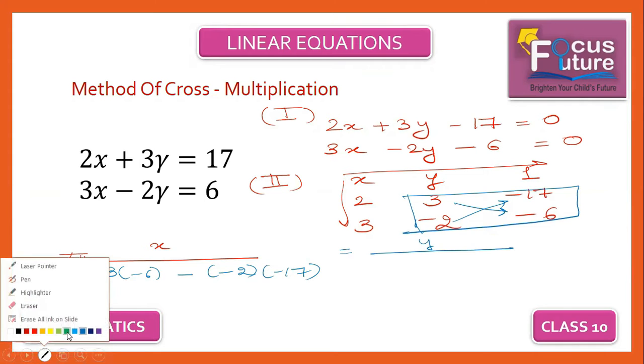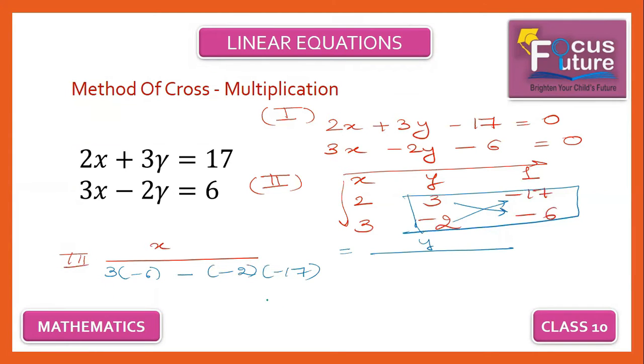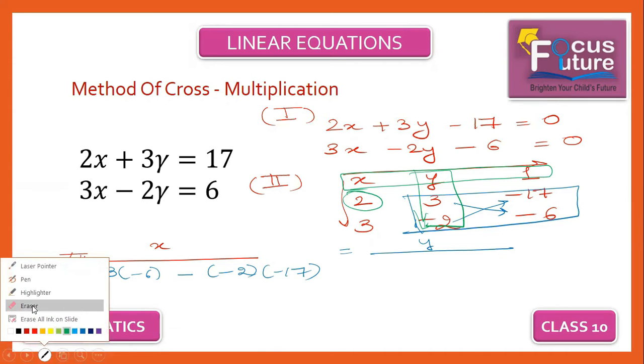For y, you would just leave this part and this part. Now you would cross multiply this. Let me just do this y part differently. Okay. Let me just erase it for you.